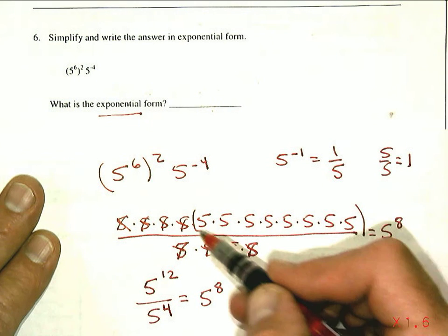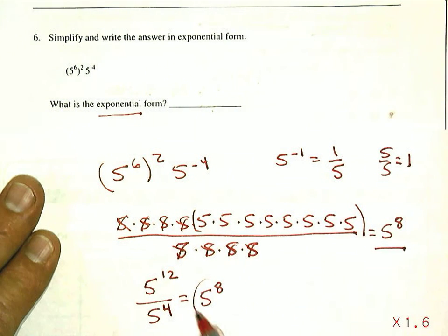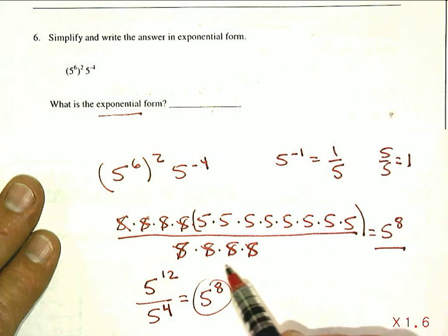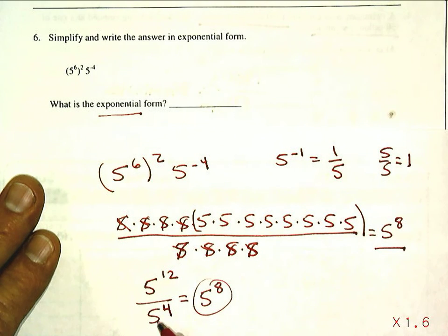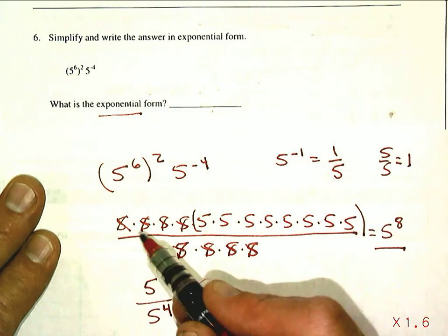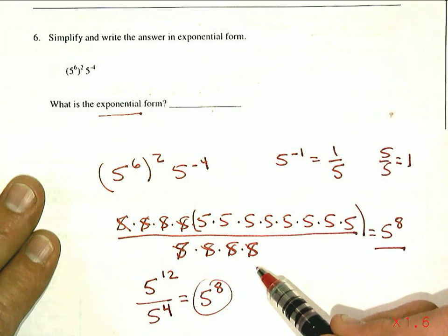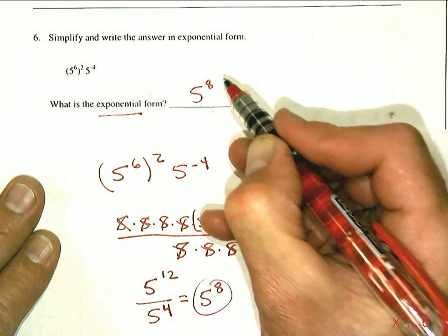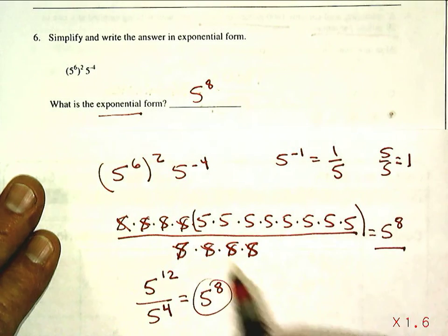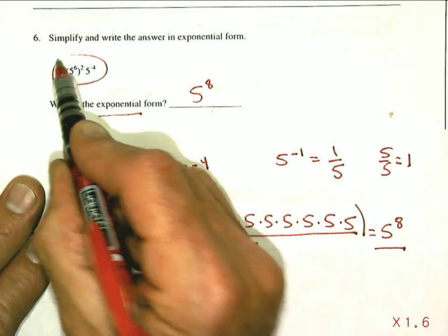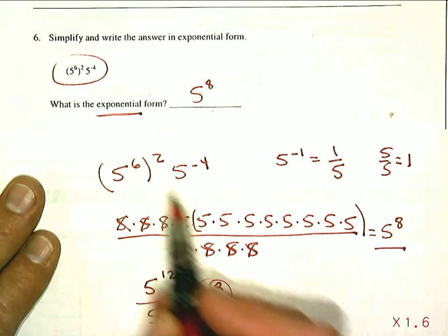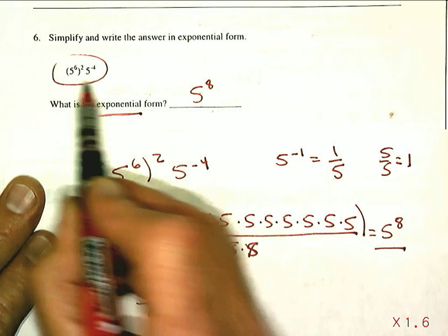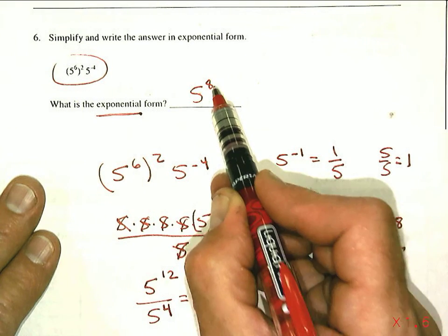Because really, that's what I'm doing. I'm canceling out sets of 5. There are 1, 2, 3, 4 sets of 5 that I'm going to cancel out, that are basically divided out and become 1s, and I'm left with 5 to the 8th power. And that's how you simplify and then leave it in exponential form. Something as complicated as this becomes as simple as 5 to the 8th power.